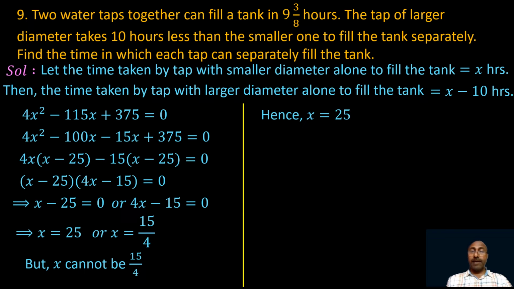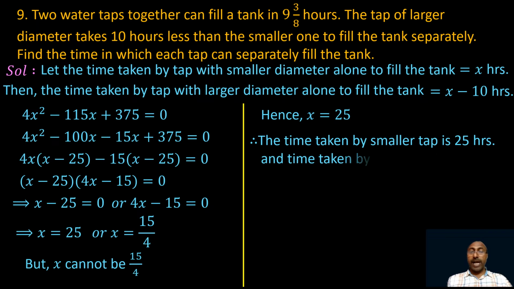So what is x here? The time taken by the tap with smaller diameter is 25 hours, and the time taken by the larger tap is 15 hours. That is 25 minus 10, which is equal to 15 hours. Okay, students. So that is the solution of this problem. And let us go for the 10th one.